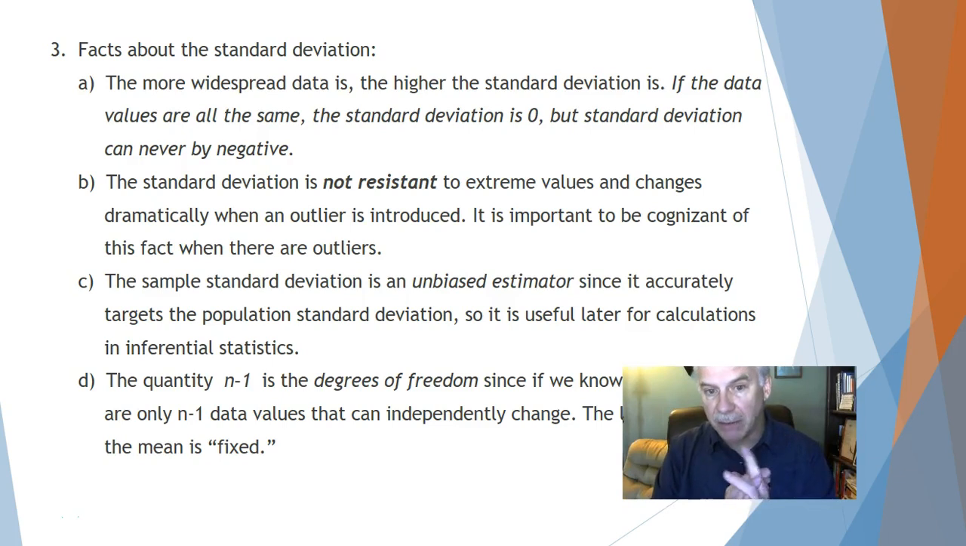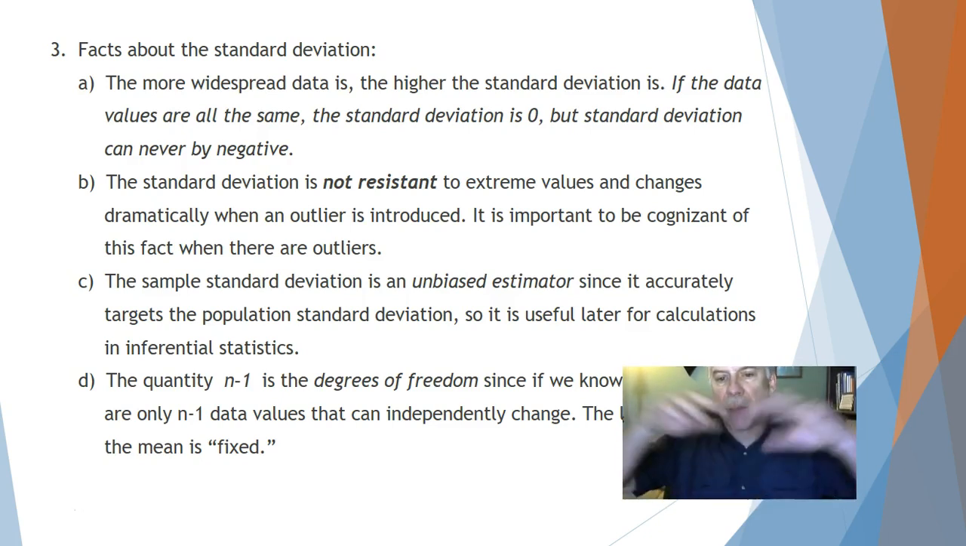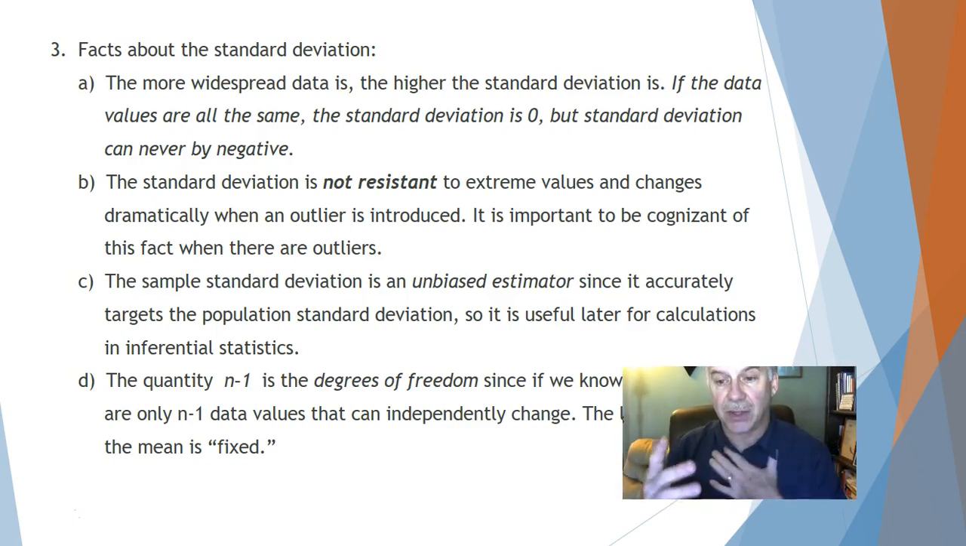Now, the sample standard deviation, though, is considered to be an unbiased estimator. And what that means is it accurately targets the population standard deviation. So if you take a sample and calculate this sample standard deviation, SX, that will be pretty close to the population standard deviation, all right? And so that's why the sample standard deviation is really useful in statistics, because it helps give us a good estimate for the population standard deviation.